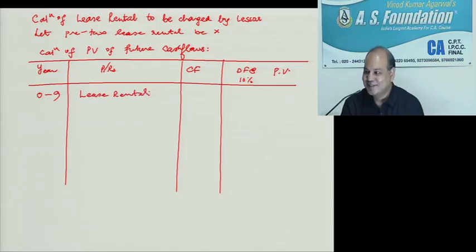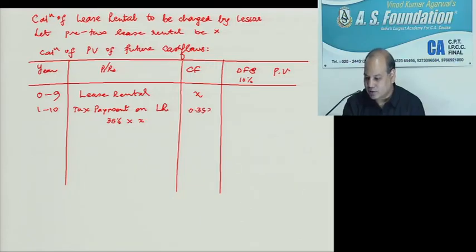Now, lease rental. How much is lease rental? We have assumed X, 1 dash 10. What is 1 dash 10? Tax payment. We have maintained consistency in all our answers. If lease rentals are in advance, tax payment is at the end. Tax payment on lease rental. What is the tax rate? 35% of X, 0.35X.